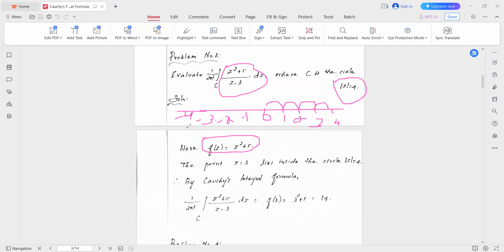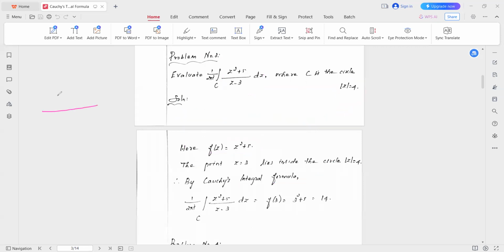So what will be our circle? This is our circle. Okay, so this is our circle. So clearly the point 3 lies inside the circle.